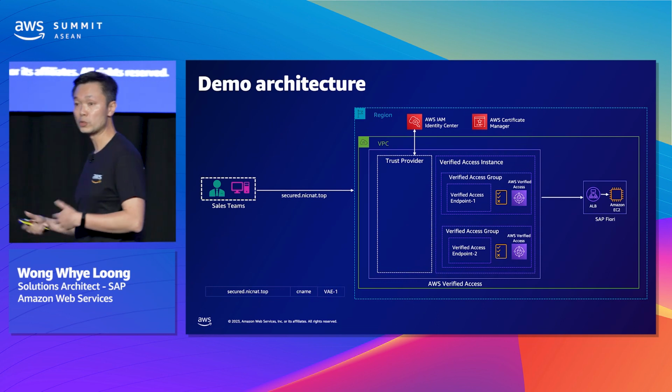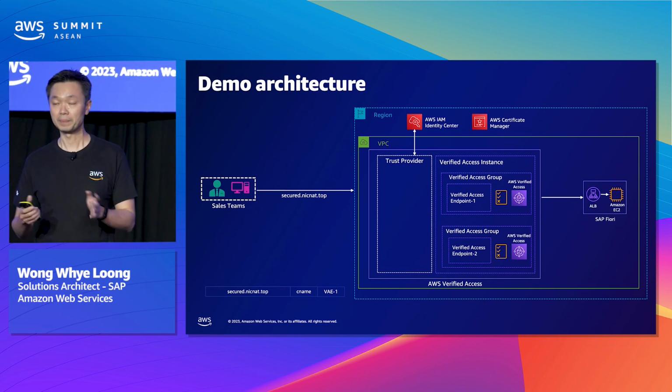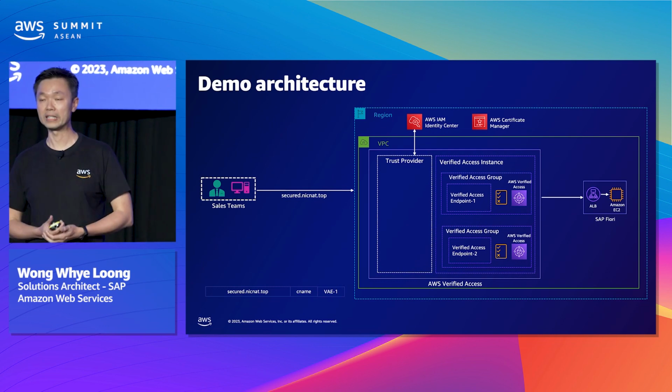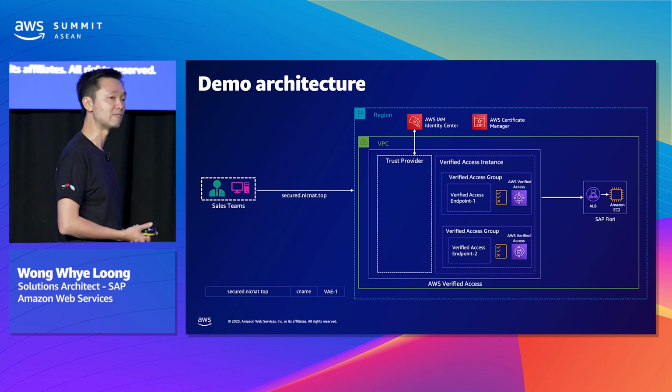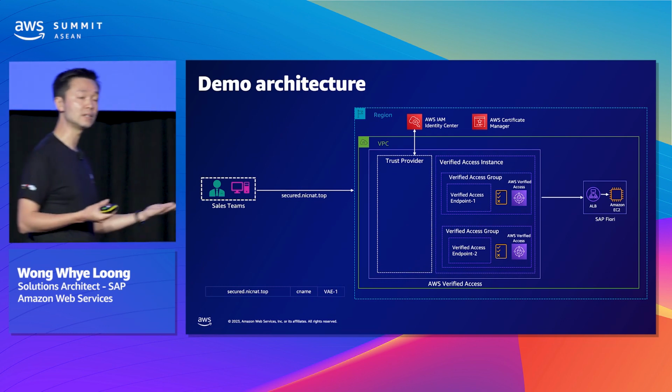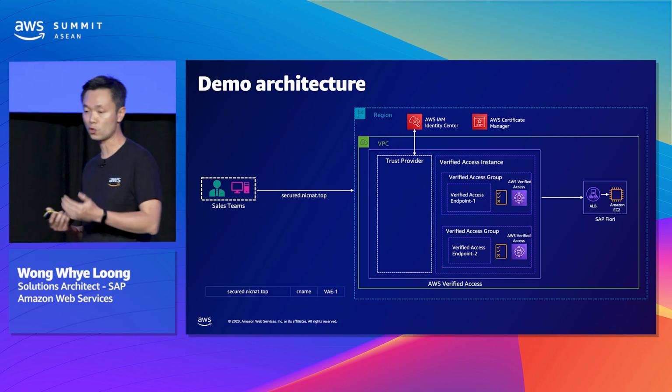So in this example, we want to allow only the sales team access to the SAP system, but not anyone else outside of the corporate network. And perhaps also allow only corporate devices. That means personal devices cannot access sensitive information stored in SAP.